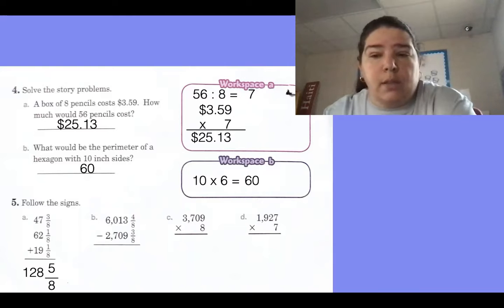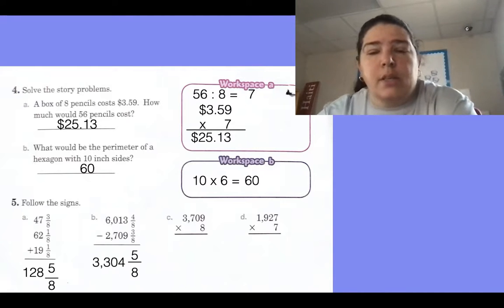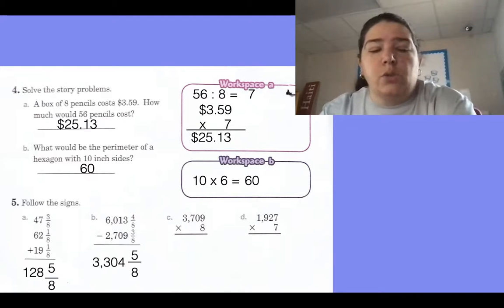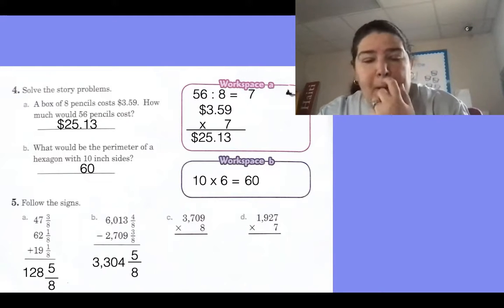4/8 minus 3/8. 4 minus 3? Yes, that should be 1/8. Good job, boys and girls. And 6,013 minus 2,709. Okay, make sure you borrow. Very good. All right, 3,304 is your answer.